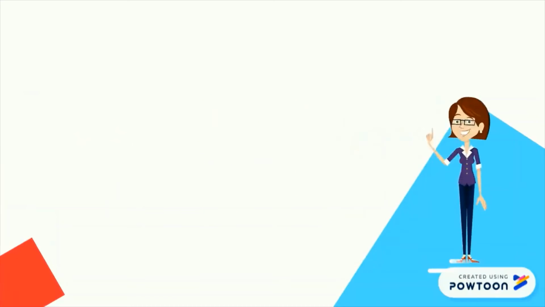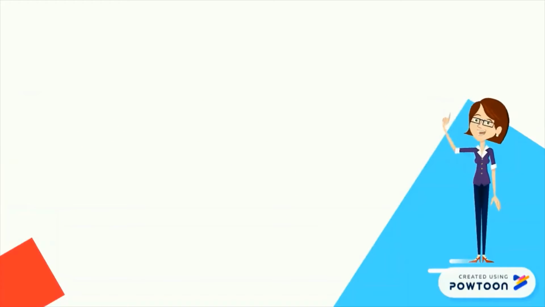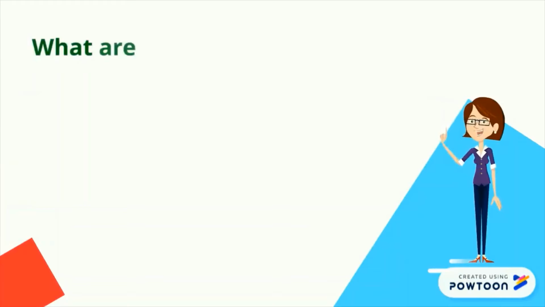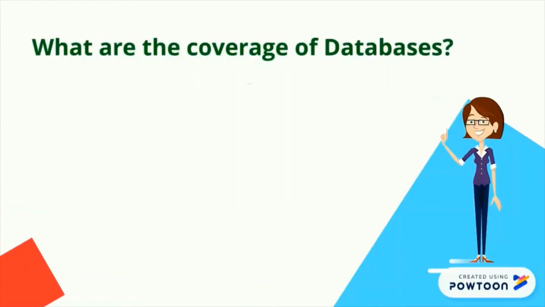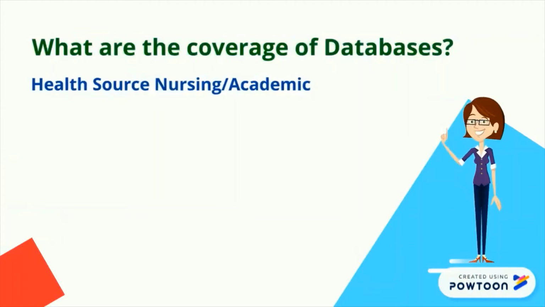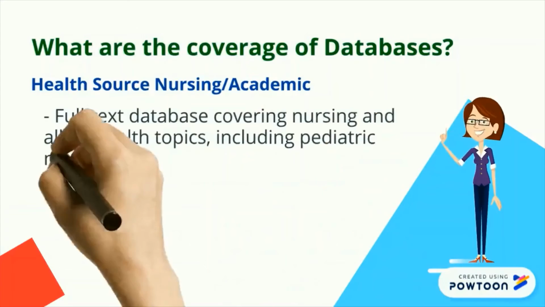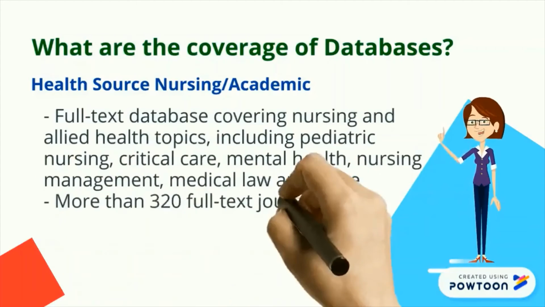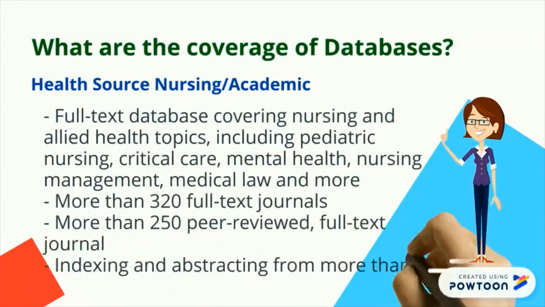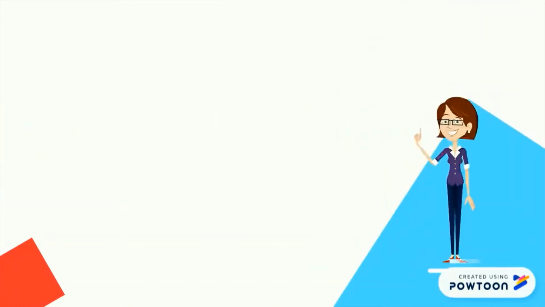Another electronic database that a health researcher can use is Health Source: Nursing/Academic. It is a full-text database covering nursing and allied health topics, including pediatric nursing, critical care, mental health, nursing management, medical law, and more. There are more than 320 full-text journals, more than 250 peer-reviewed full-text journals, and indexing and abstracting from more than 840 journals.